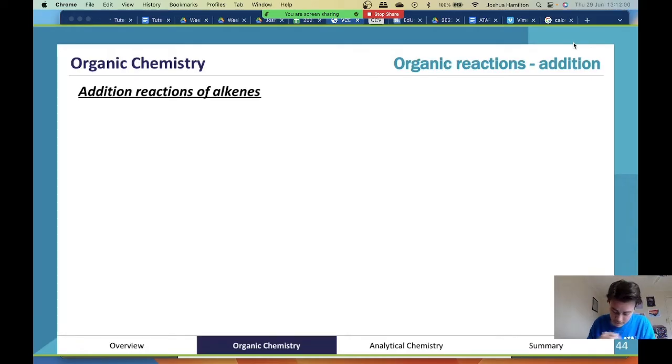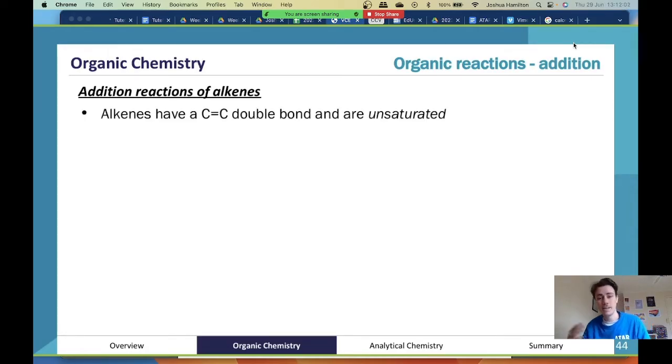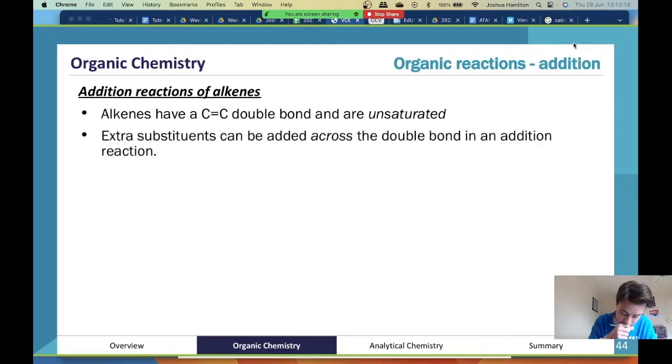Now, addition reactions are, again, a little bit different. You are either a substitution or an addition; you're not both. Really, really important. They are the two that are distinctly different. Addition is when you don't take something out. You just break a bond and put something in. So it's when you're sort of saturating a molecule that's unsaturated.